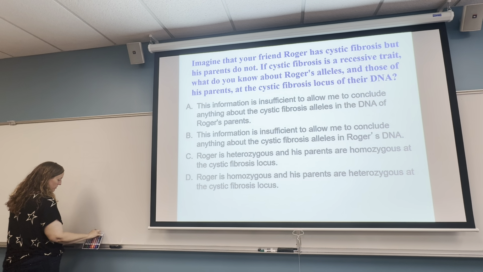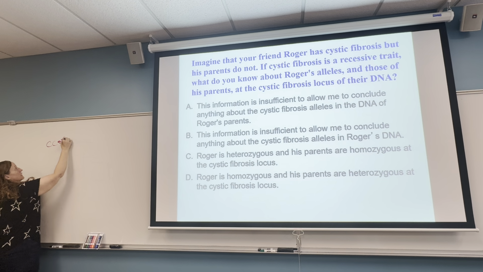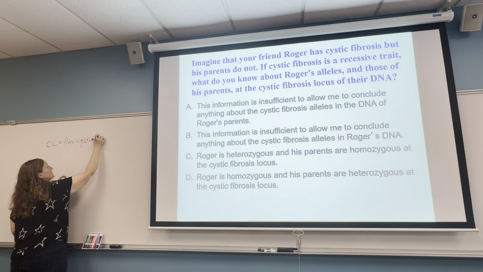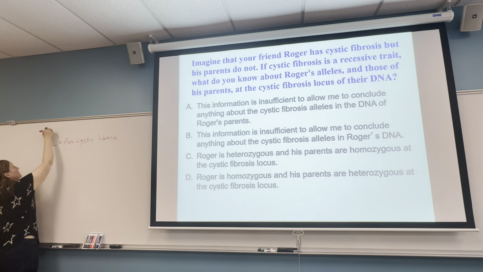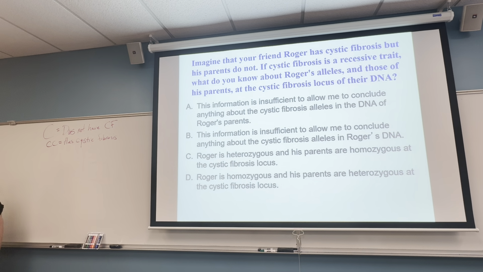I'm just going to start and show you how I would approach this. I would first write down that it says cystic fibrosis is a recessive trait. So let's see, I'll use little c's. Somebody with a dominant allele, or a capital C, does not have cystic fibrosis, but somebody with two recessive alleles has it. So we've got Roger, we've got Roger's parents, and we've got mom.